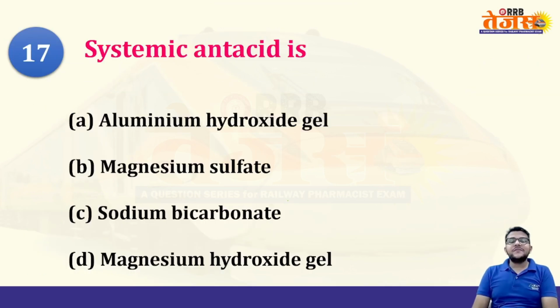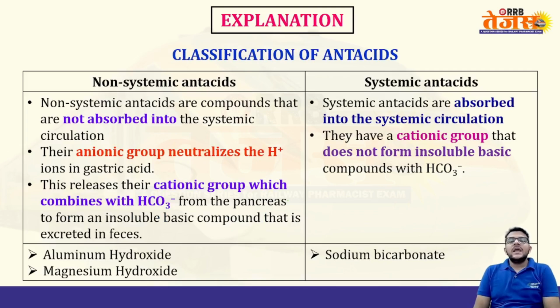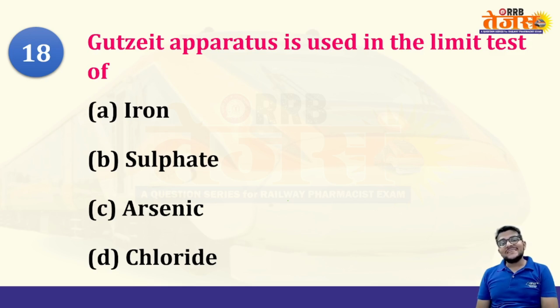Next we have systemic antacid. As I told you, systemic antacid is sodium bicarbonate, which is NaHCO3. You basically have two types of antacid. One is non-systemic antacid, which includes magnesium hydroxide as well as aluminum hydroxide, that I had told you previously. And systemic antacid is sodium bicarbonate. Got it? And the GIT apparatus is basically used for arsenic.